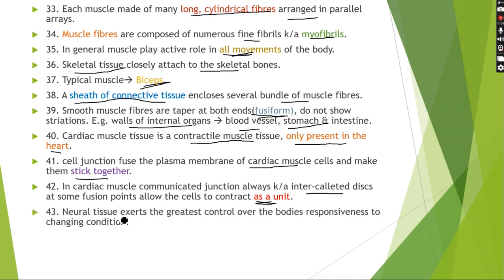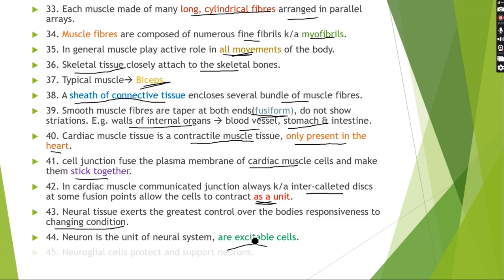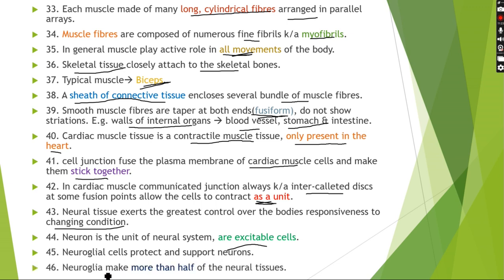Okay, then neural tissue exerts the greatest control over the body's responsiveness to changes in the condition. And a neuron is the unit of the neural system, and they are excitable cells. Okay, and neuroglial cell protect and support the neurons, and this neuroglia make more than half of the neural tissue.